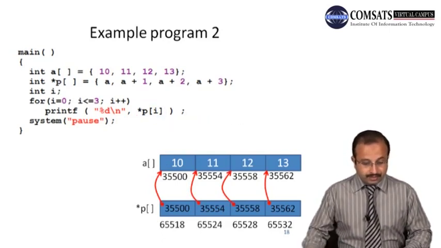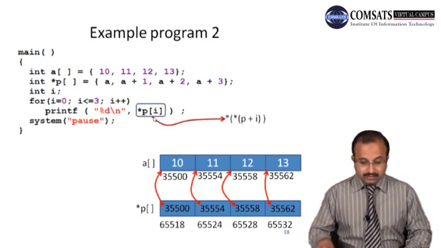Now this is *P[i]. If you solve it, the loop starts from 0 and goes to 3. So 0, 1, 2, 3, these are the 4 indexes of the P array. So P[0] is 35500, and *35500 means the value at address 35500, and that value is 10, so 10 will be printed over here.